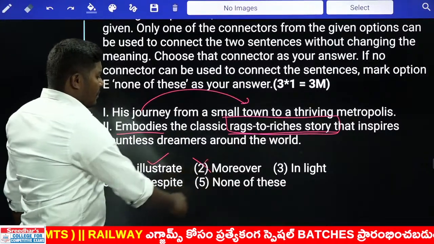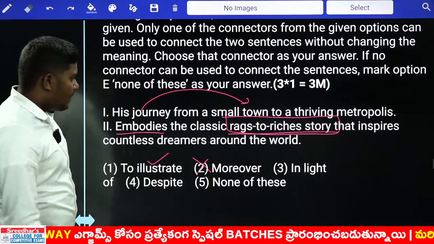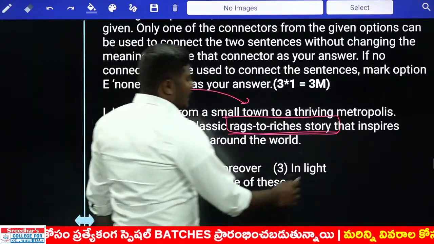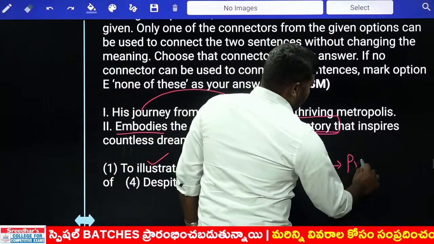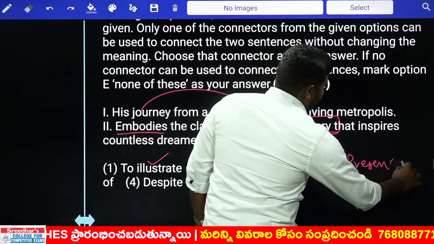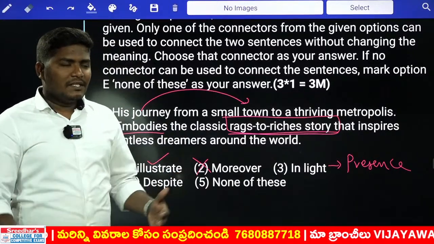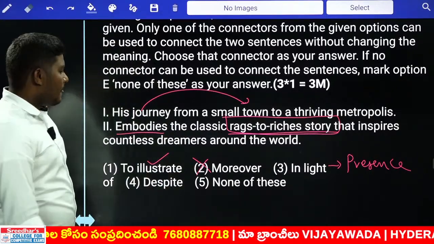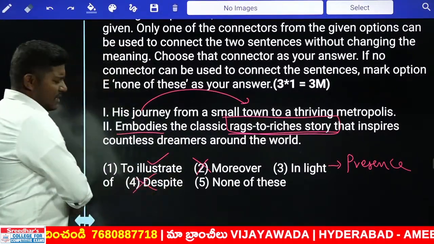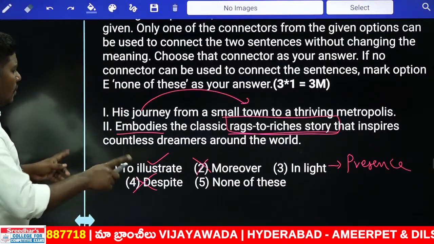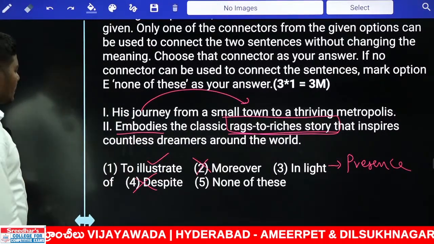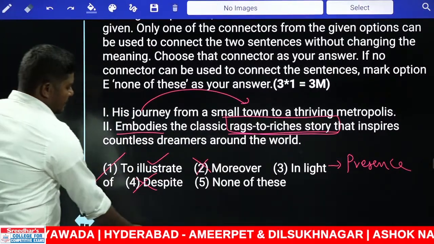Moreover, not possible. That comes as the additional thing. In the light of is nothing but in the presence of. Presence of is nothing but something which is disclosed. When something is disclosed, you call it in the light of. Okay. Next, despite is obviously contrast, not possible. So out of these two, in the light of and to illustrate, the answer should be used only with the first.